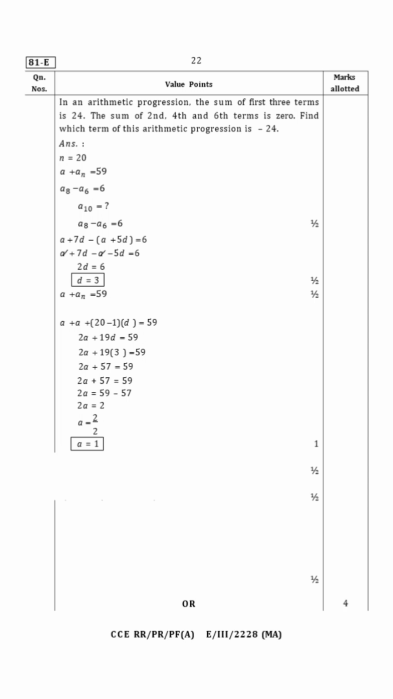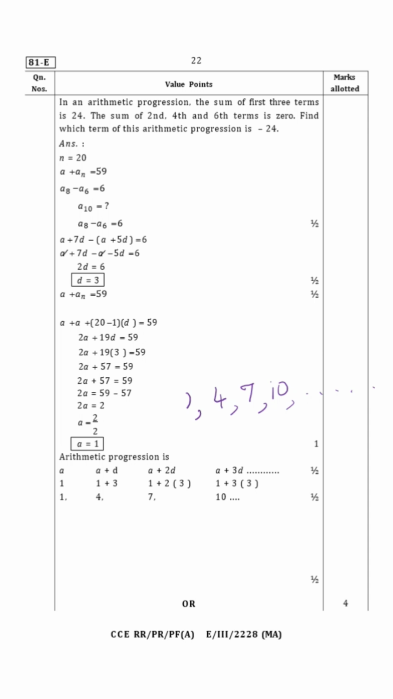So now we can write the progression directly because it carries only 1 mark. First term is 1. 1 plus 3, 4. 4 plus 3, 7. 7 plus 3, 10. So on. Or you can also write like this: 1, 4, 7, 10, and so on. It is up to your choice.